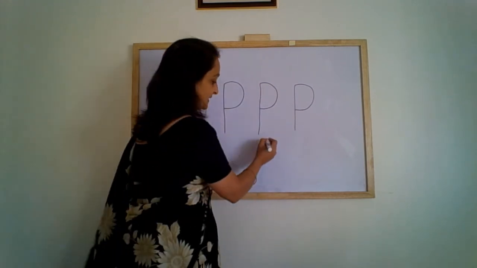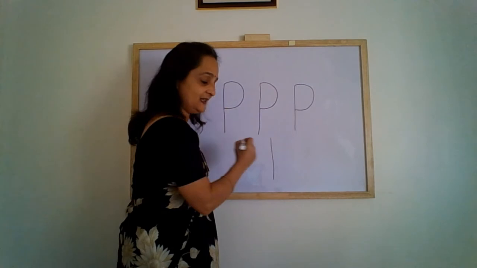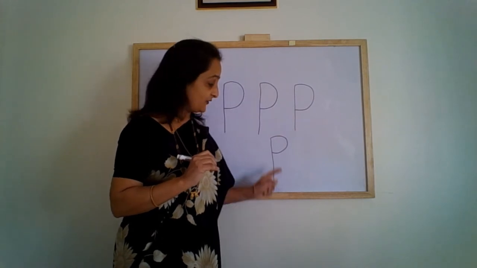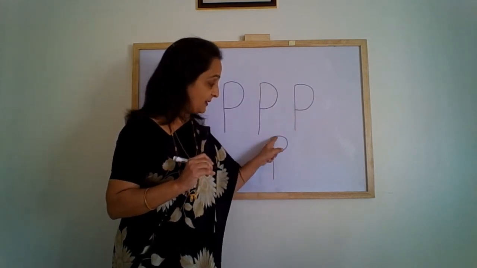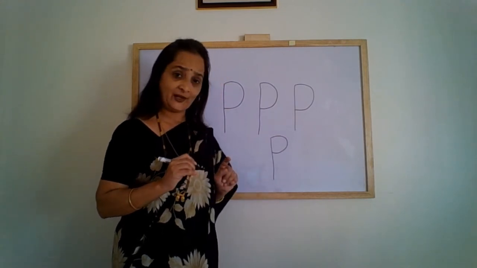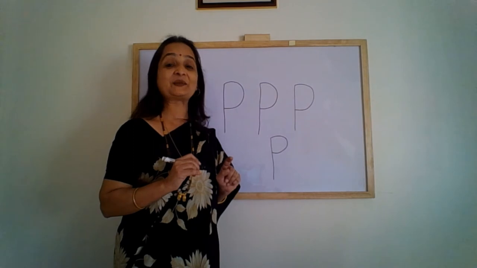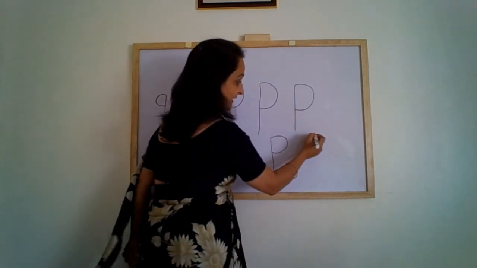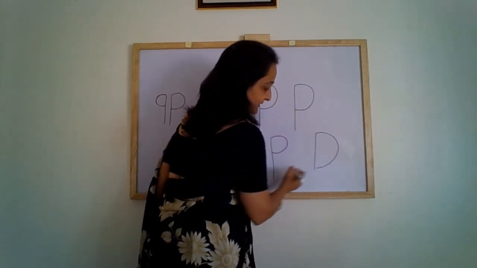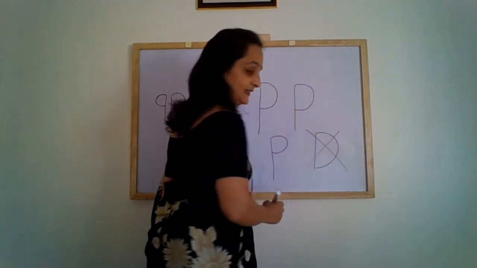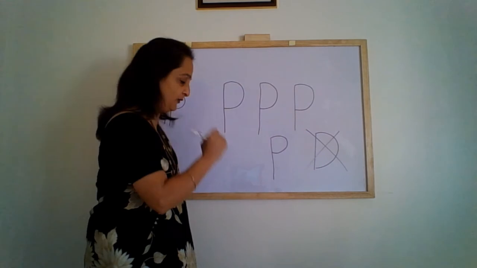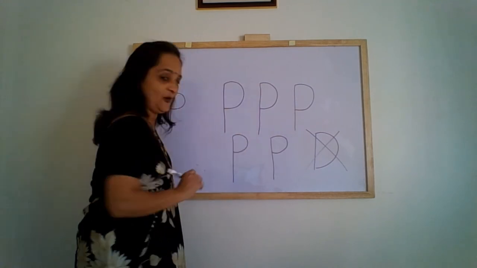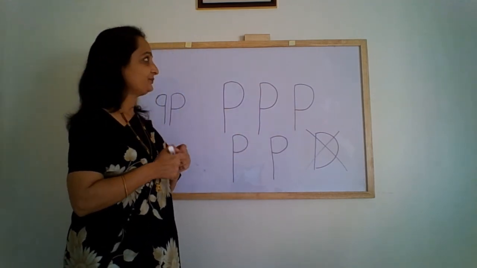Letter P, first a standing line and then a small curve. Small forward curve. Can you tell me, instead of a small curve, if we make a big forward curve, will that be a letter? Yes, it will be letter D. Okay, so don't make the forward curve very big. It will look like D. So we don't want this. We will make a small forward curve. Standing line. And a small forward curve. This is letter P.